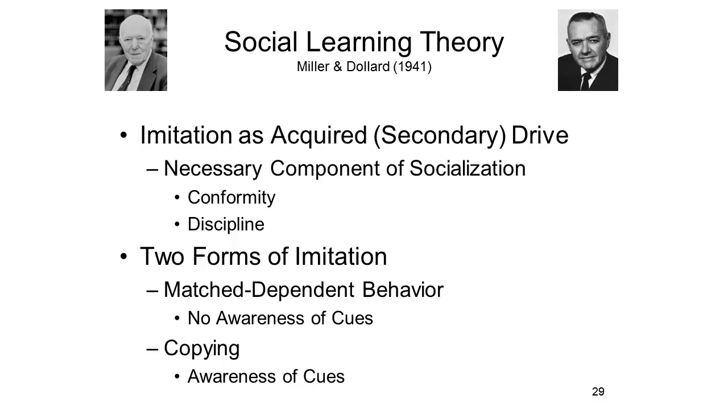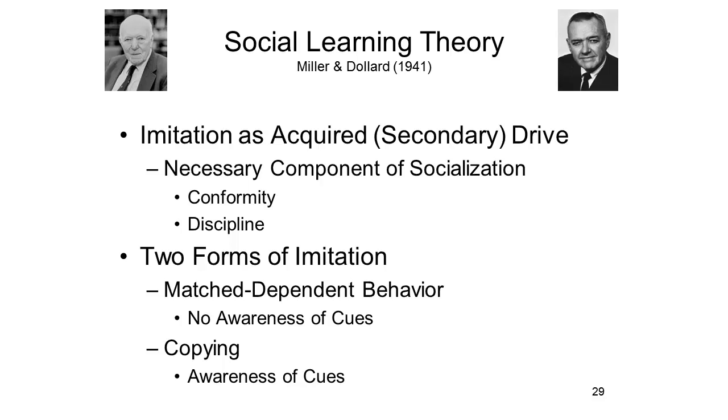Imitation was one such drive. Imitation is a process by which similar actions are performed by two individuals in response to appropriate cues. Miller and Dollard argued that imitation is widespread because culture reinforces it strongly as a means of maintaining social conformity and discipline. It's almost a necessary component of the socialization process.